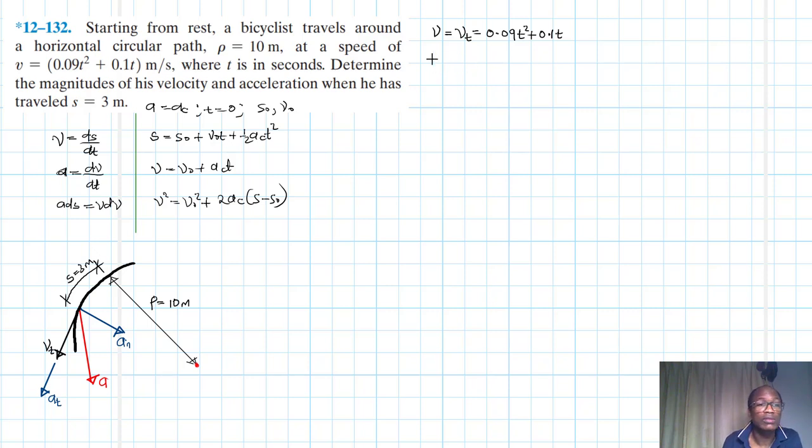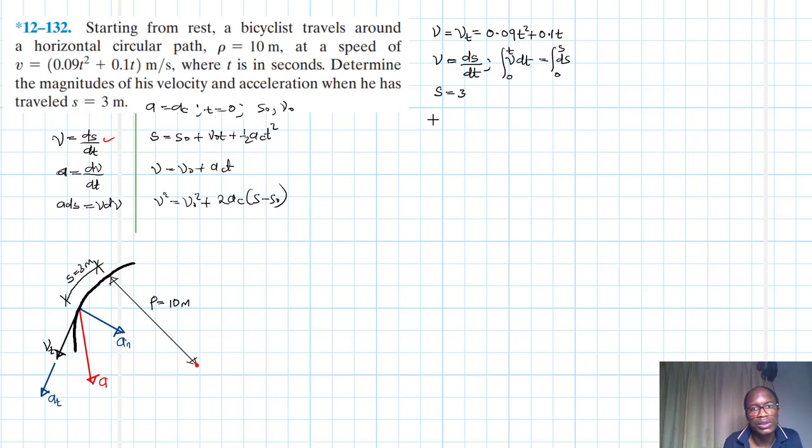So let's find the time. Use this equation: v equals ds dt, which becomes v dt equal to ds. We integrate this from 0 to t, starting from rest, and s goes from 0 to s, where s here is equal to 3.